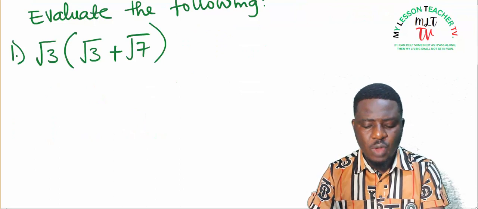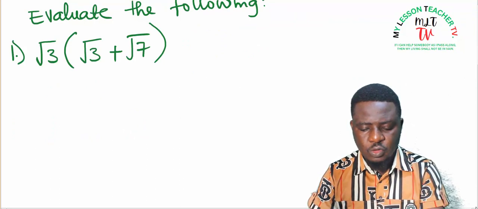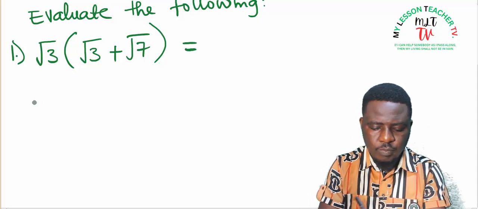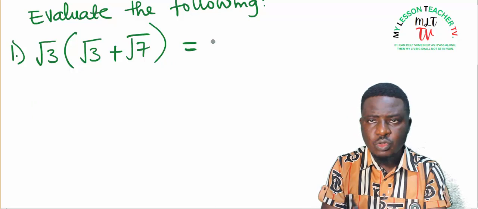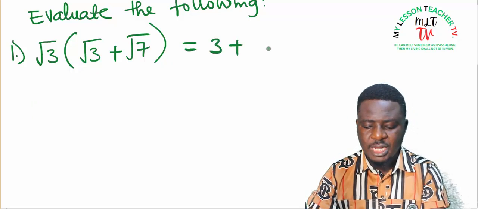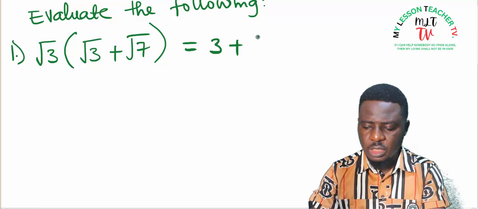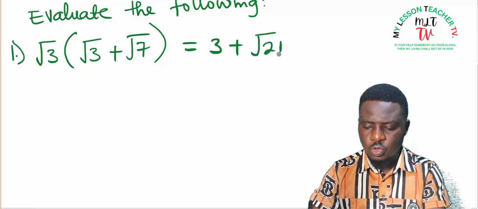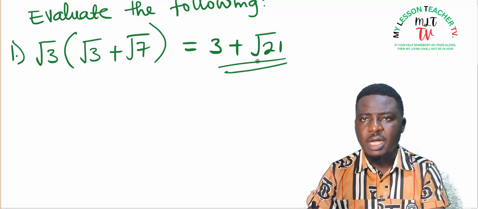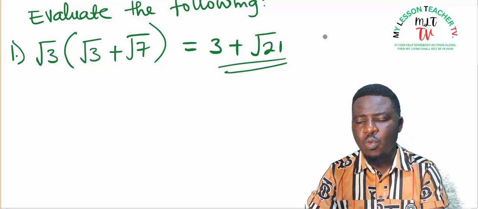Example 1, we are asked to evaluate root 3 into bracket root 3 plus root 7. This is going to be equal to root 3 times root 3 gives us 3, plus root 3 times root 7 is root 21. And this is in its simplest form, as root 21 cannot be expressed as a product of two factors where one is a perfect square.